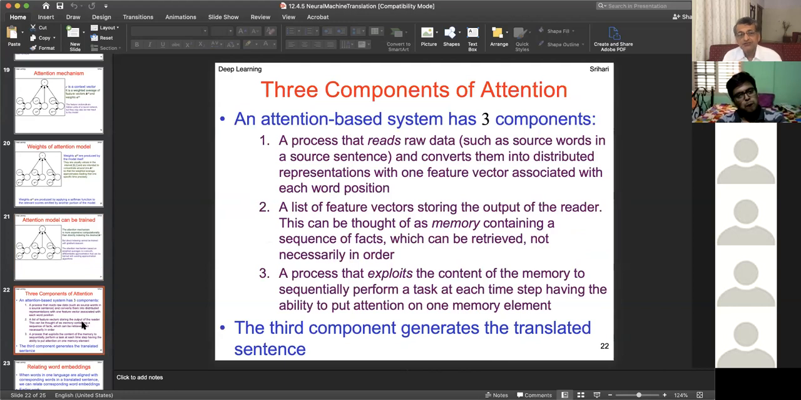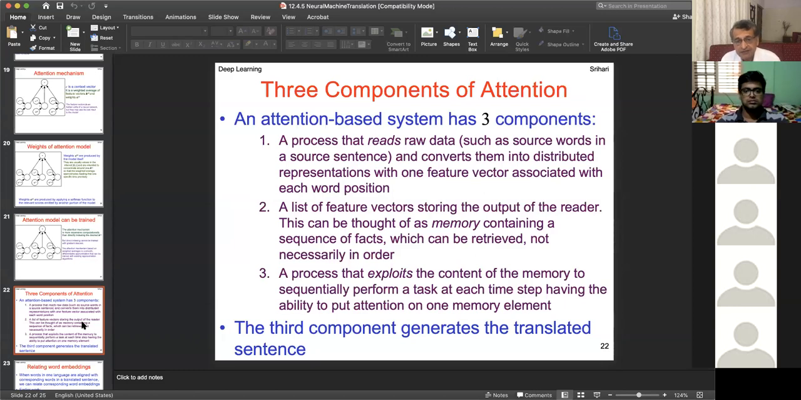And so the three components of attention. So attention has three components. One is about reading, one is about memory, and another one is exploitation. So an attention-based system has three components: a process that reads raw data and converts them into distributed representations. Those are the embeddings we know about, with one feature vector associated with each word position. That's an easy part. So that is just getting the embeddings for the words.